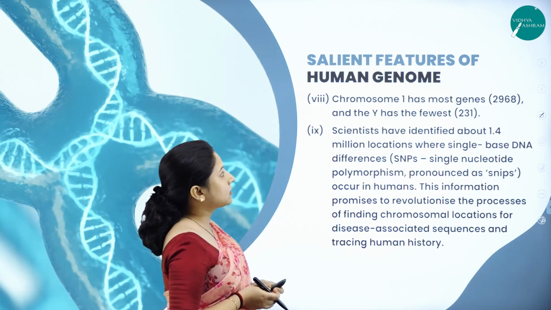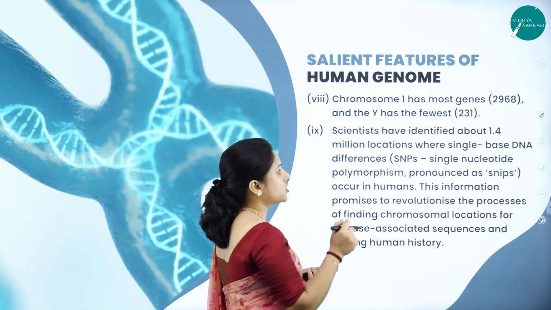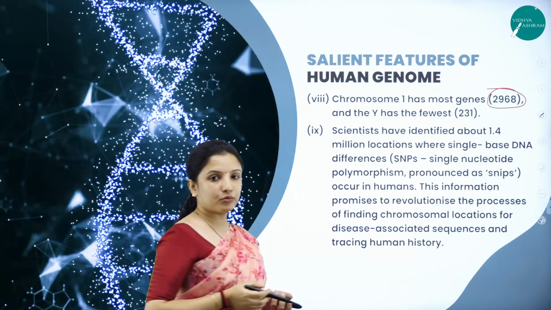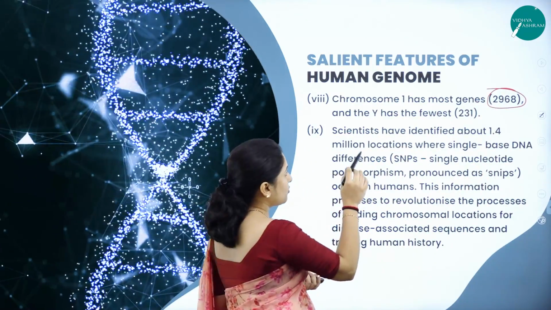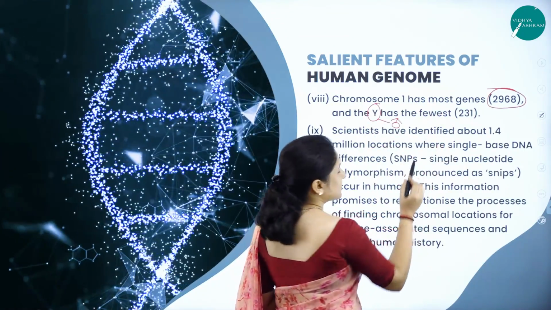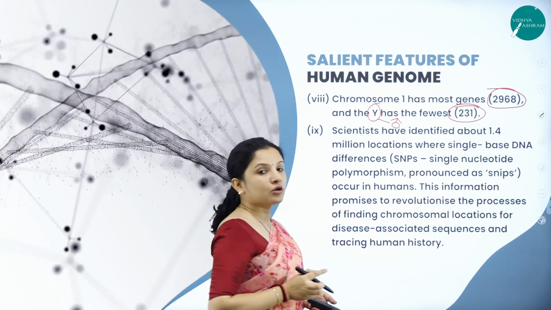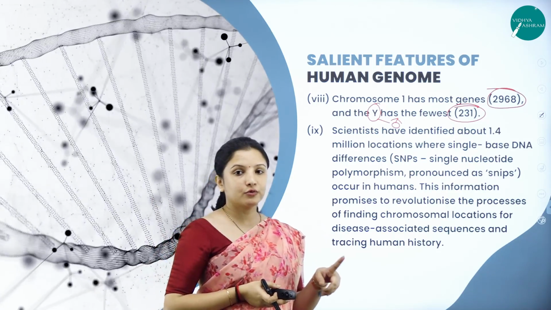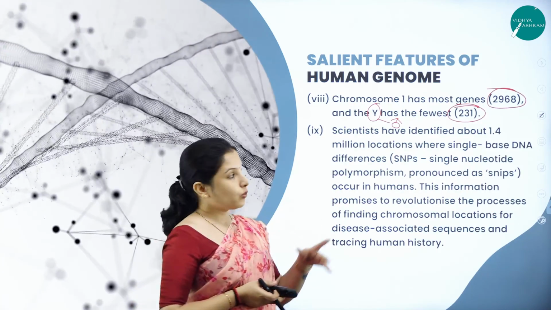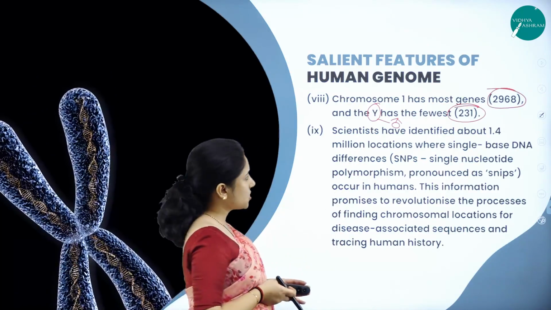Apart from that, they found out that chromosome 1 has the major number of genes, about 2,968 genes. The Y chromosome, which is present in males, has the fewest genes, only 231 genes. So chromosome 1 has 2968 genes, whereas the Y chromosome has only 231 genes.